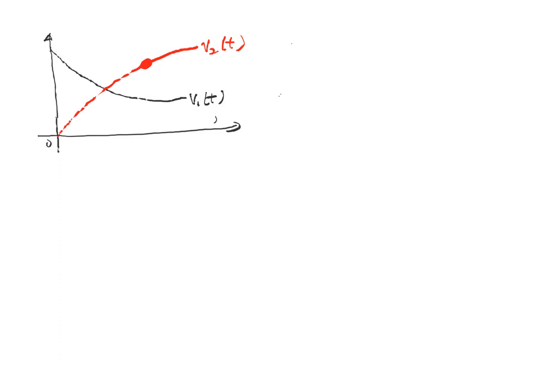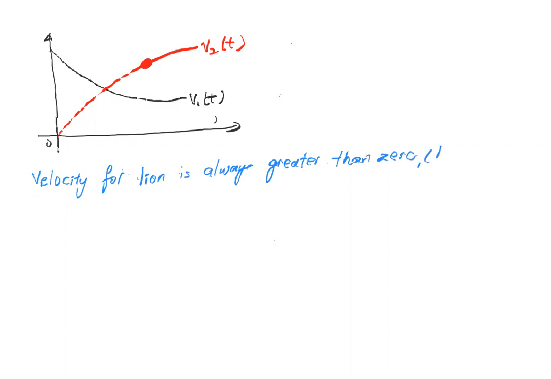From the graph, the velocity for the lion is always greater than 0. You can put in y because the graph is above the t-axis.